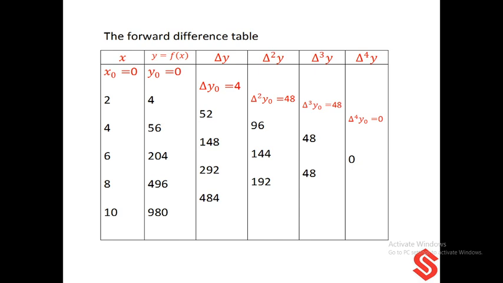So we know how to get the forward differences. From the values of y, 4 minus 0 gives delta y naught is 4, 56 minus 4 is 52, 204 minus 56 is 148, 496 minus 204 is 292, 980 minus 496 is 484. So these are the first order forward differences. Similarly we get the second order, third order and fourth order forward differences.